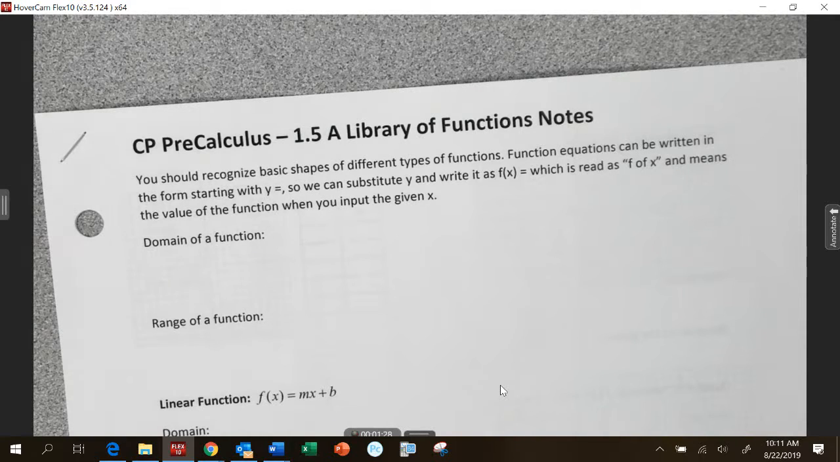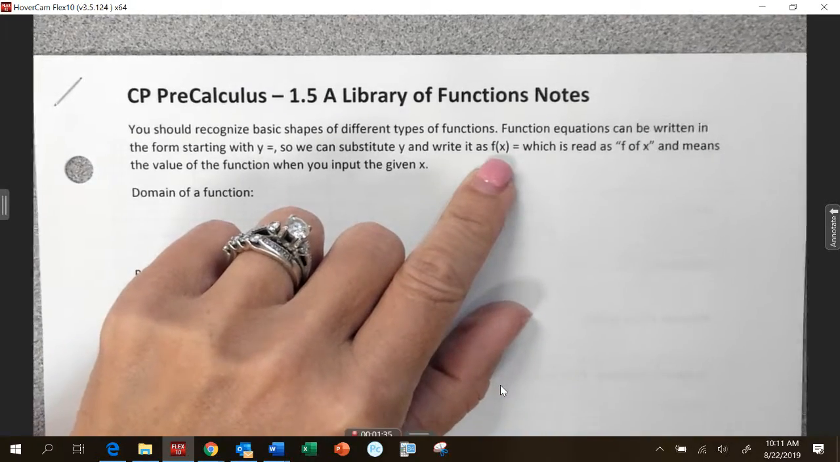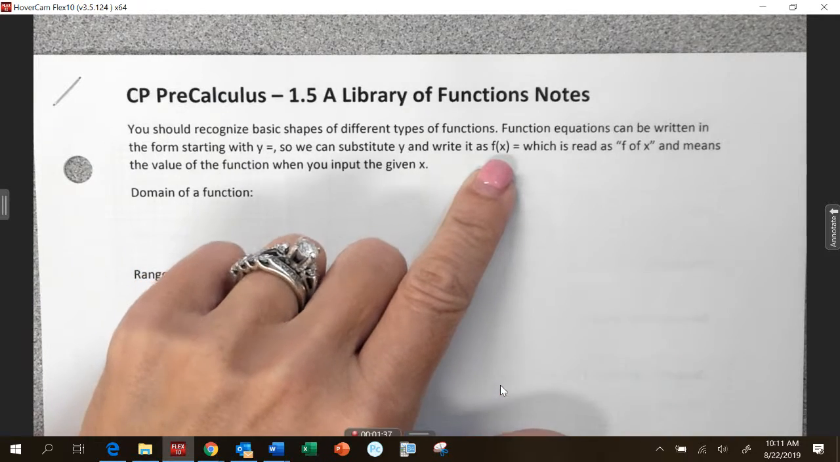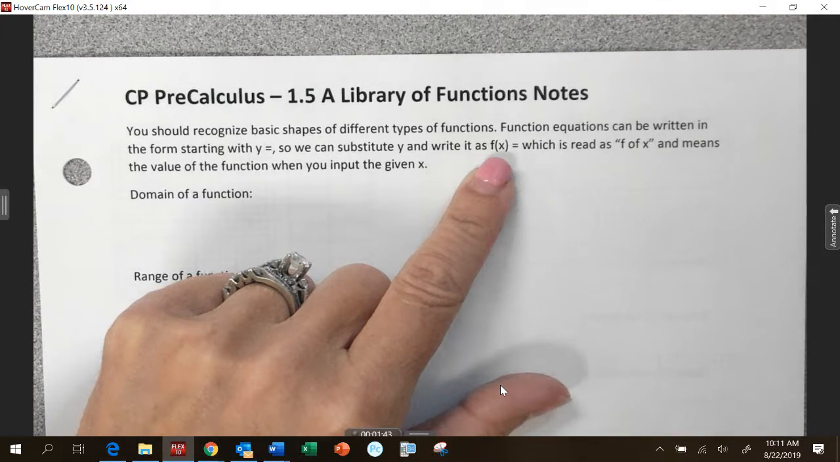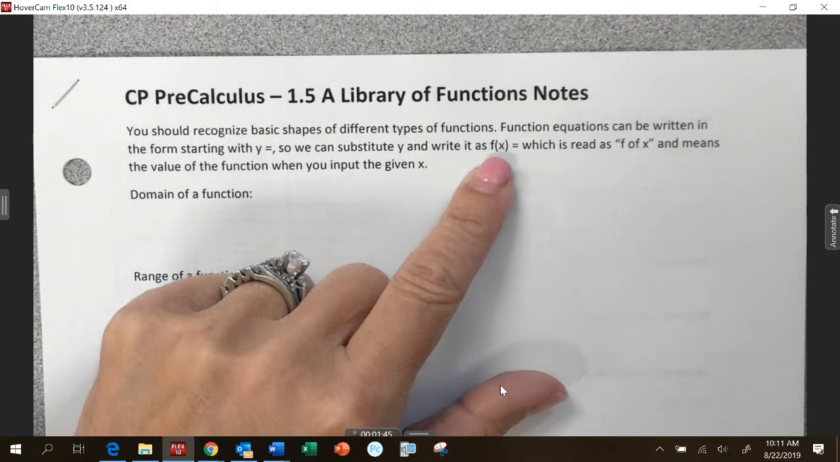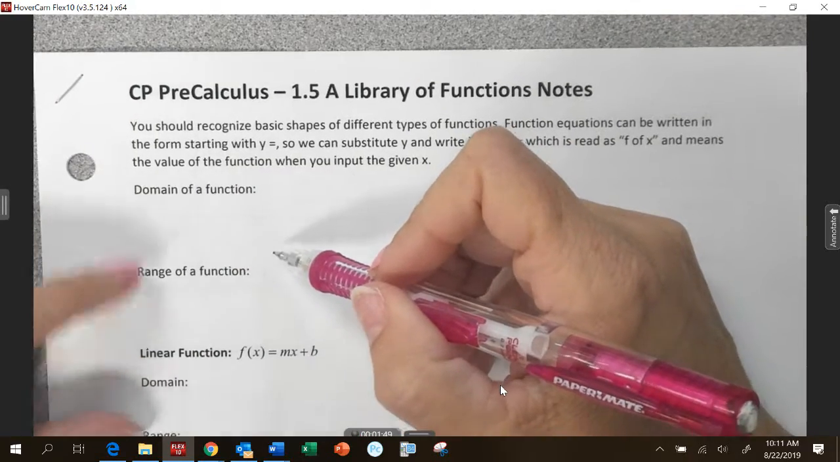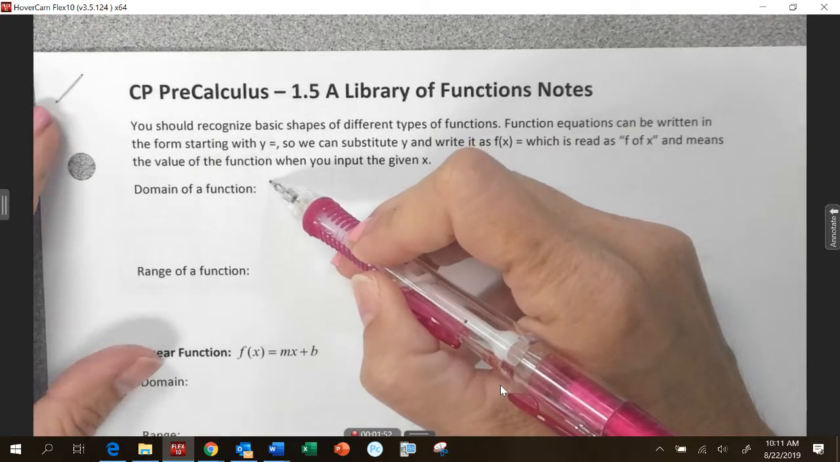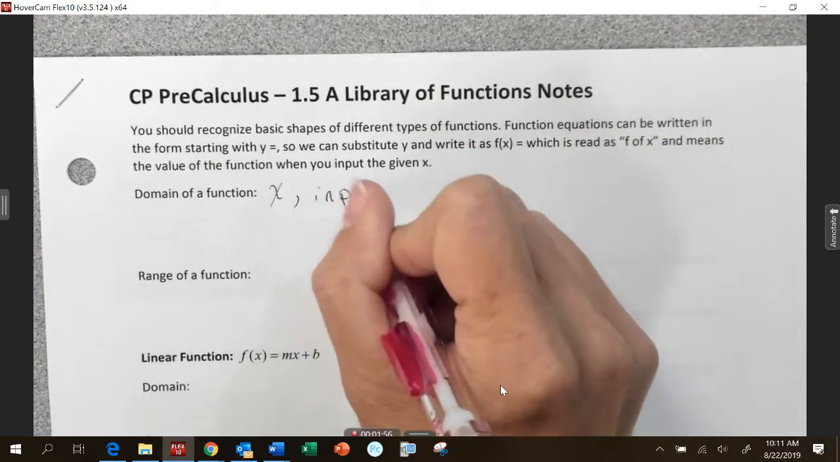When we see f parenthesis x, we read that as f of x, and we're talking about the value of the function when you plug in an x. And because we're talking about plugging in and what you get for the value, we're talking about domain and range of a function as well. So the domain of the function, we usually would use the x for that. That's our input.